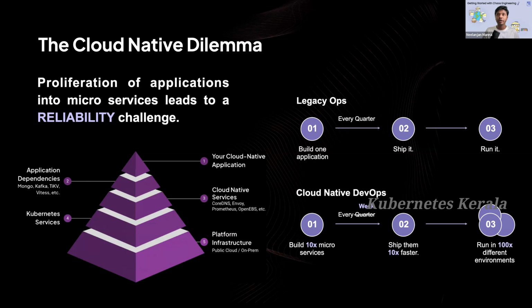You are just building one application, shipping it every quarter, and then running it. However, now you have 10 times more microservices, which are, let's say, getting shipped every week. And we want to ship them quickly, as well as expect them to run in more environments than ever before, close to, let's say, 100x different environments. And this is the real challenge: how do we ensure our applications are always resilient when we are shipping at such a huge scale?